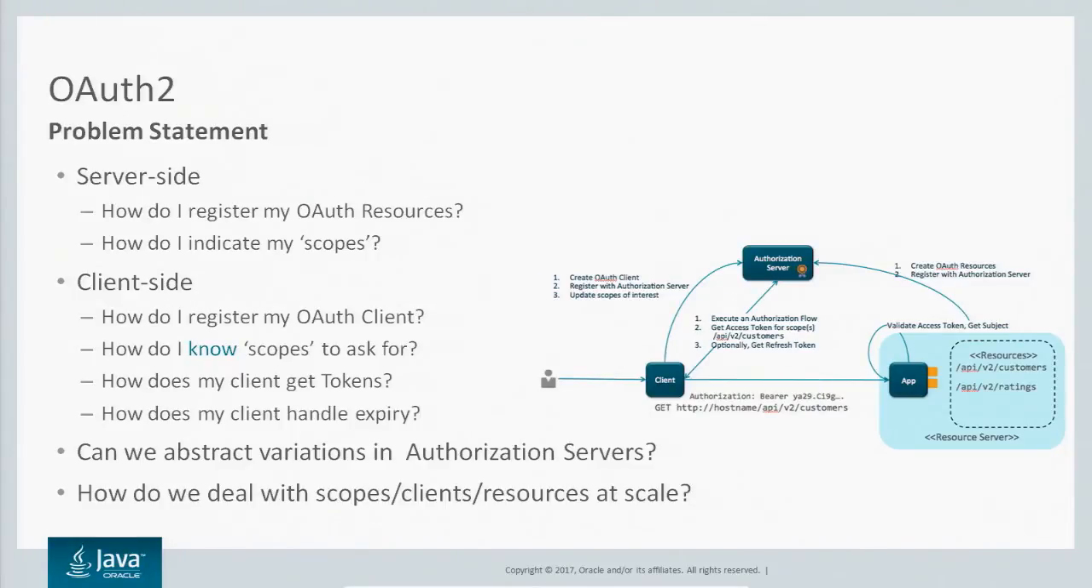So on the server side, how do I register OAuth resources? How do I indicate my scopes? On the client side, how do I register my OAuth client? How do I know what scopes to ask for? How does my client get tokens? How do I handle token expiry? Can we abstract variations in authorization servers? So every implementation of an authorization server is a little bit different. They are often configured differently so the tokens have different attributes in them. Is it possible to abstract that in a sufficiently rich way without making it overly complicated? And how do we deal with scopes and clients and resources at scale?